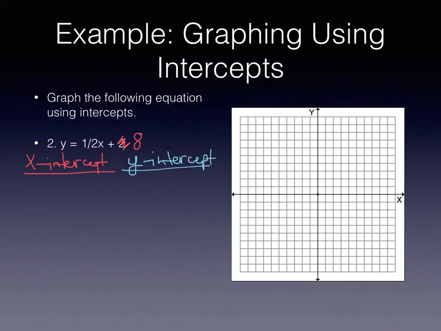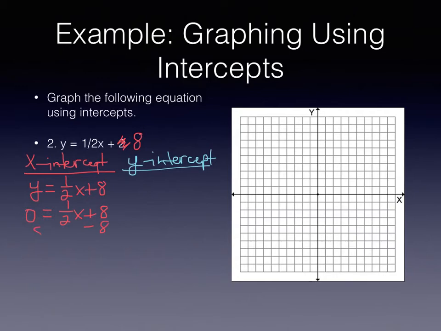Writing with the stylus, my handwriting doesn't always look so well. All right, so first finding our x-intercept. We have the equation y equals 1/2 x plus 8. I'm going to plug 0 in for y and solve for x. So I have 0 equals 1/2 x plus 8.